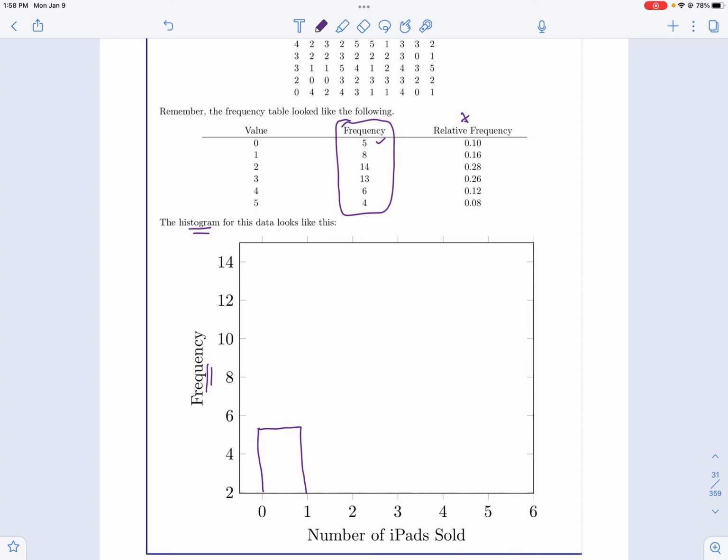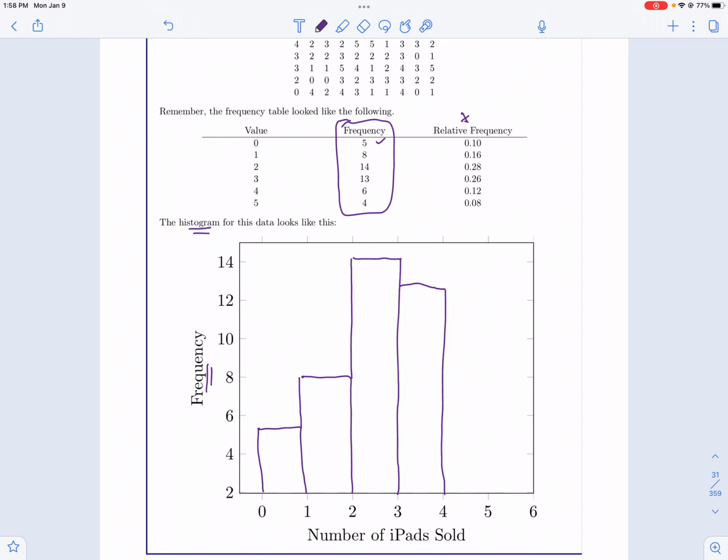Then 1 goes up to 8, so we go up to 8. Again, go the whole way over until we hit 2. 2 goes up to 14, so we go way up here, and then the whole way over to 3. 3 goes to 13, so we start kind of here in the middle, go over to 4, and come down.